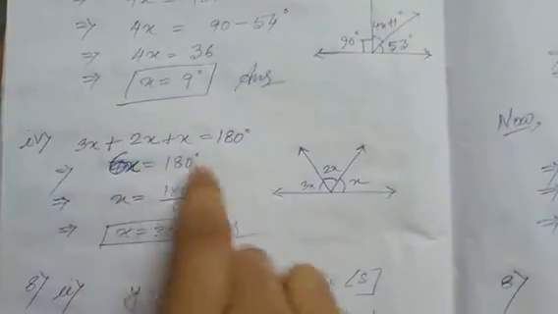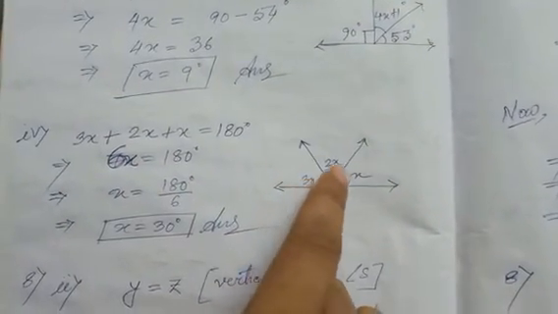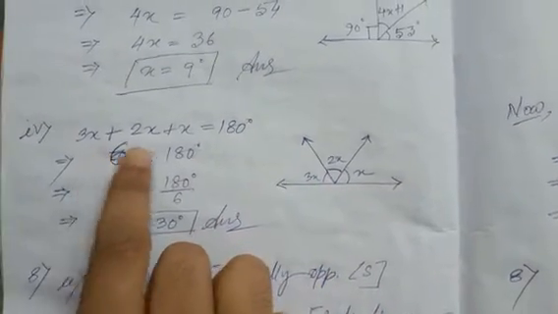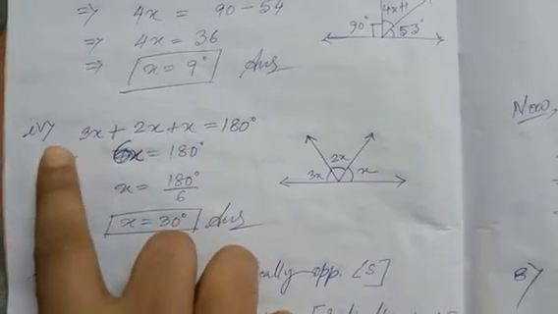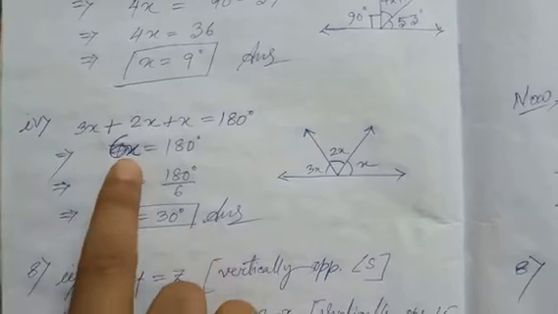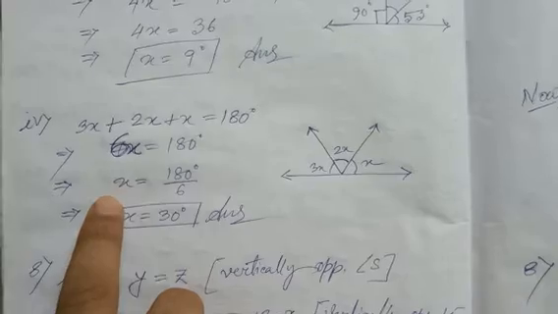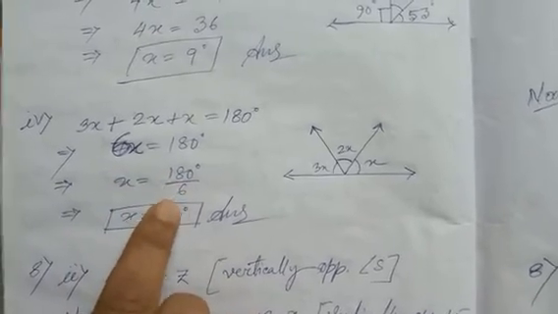Next one: here also the sum of these three angles is 180 degrees. Therefore 3x plus 2x plus x equals 180 degrees. Sum number 4. Therefore 3x plus 2x plus x, which is 6x, equals 180. Therefore x equals 180 by 6, which is 30 degrees.